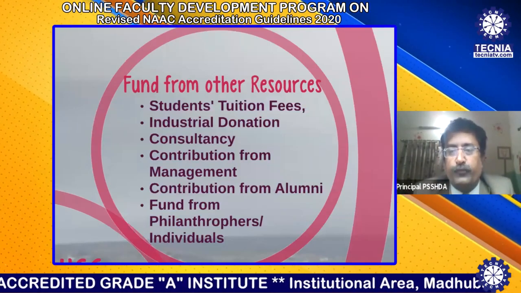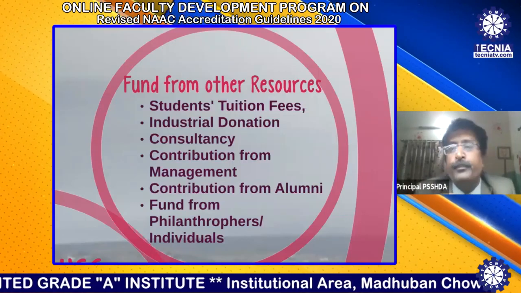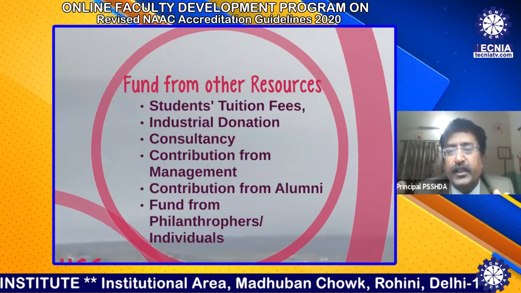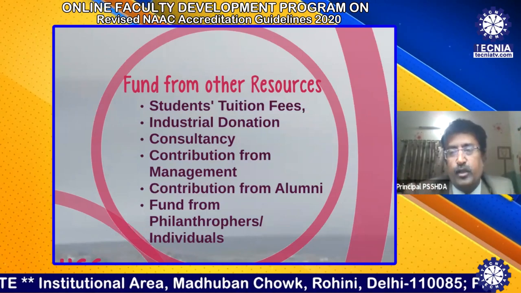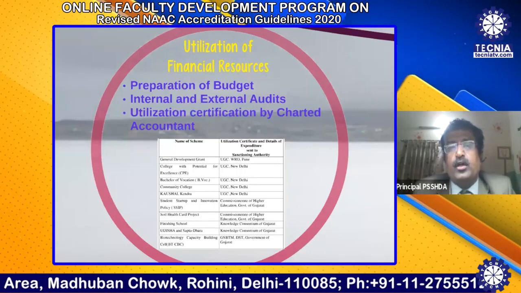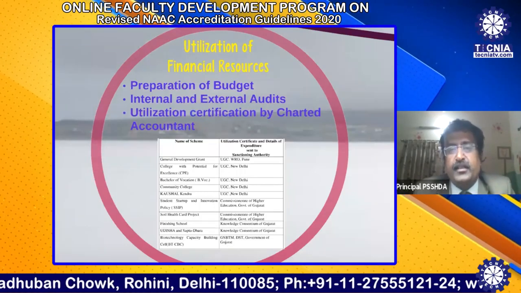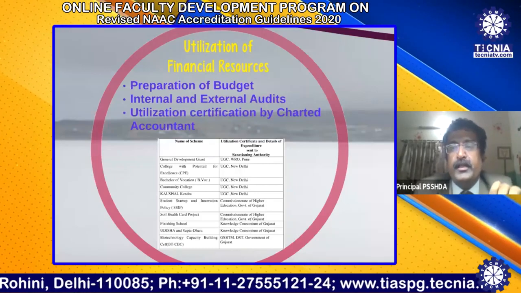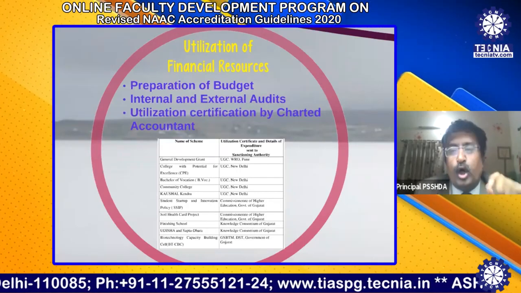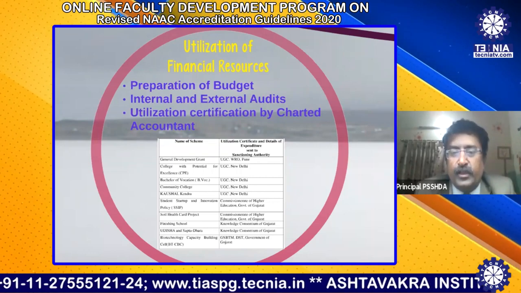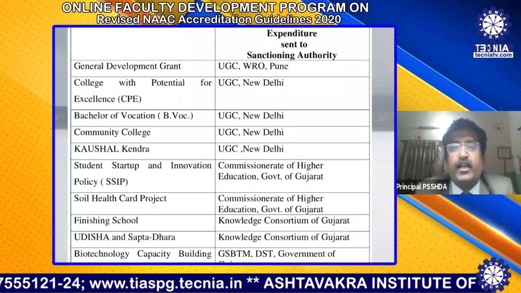Keep all the records for all these funds: fund from central government, fund from state government, and fund from the other resources like management, fees, or philanthropists. You have to give the utilization of financial resources, and its mobilization is very much important. All the documents must be certified by a chartered accountant. You need to keep this kind of record.